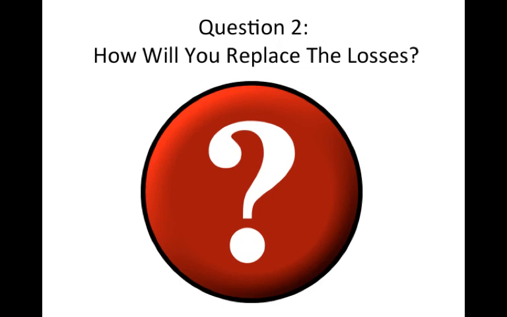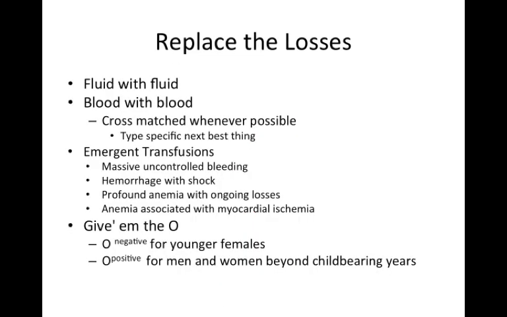All right, question number 2. How will you replace the losses? Replacing the losses is fluid with fluid, blood with blood, cross-matched whenever possible. Type-specific will be the next best thing. For emergent transfusions, such as massive uncontrolled bleeding, hemorrhage with shock, profound anemia with ongoing losses, or anemia associated with myocardial ischemia, you gotta give them the O. O negative for younger females and O positive for men and women beyond childbearing years. Order it up early, get it going.